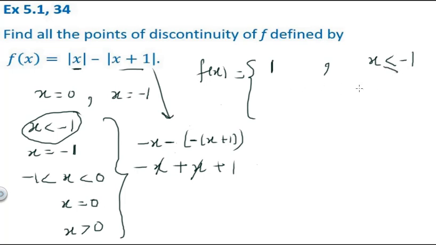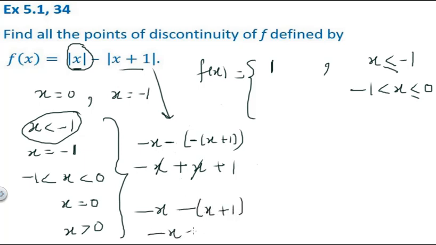Now let us check between minus 1 and 0. Between minus 1 and 0, what about modulus of x? This will remain negative. What about mod of x plus 1? It will be positive. So minus x minus 1. We get minus of 2x minus 1.